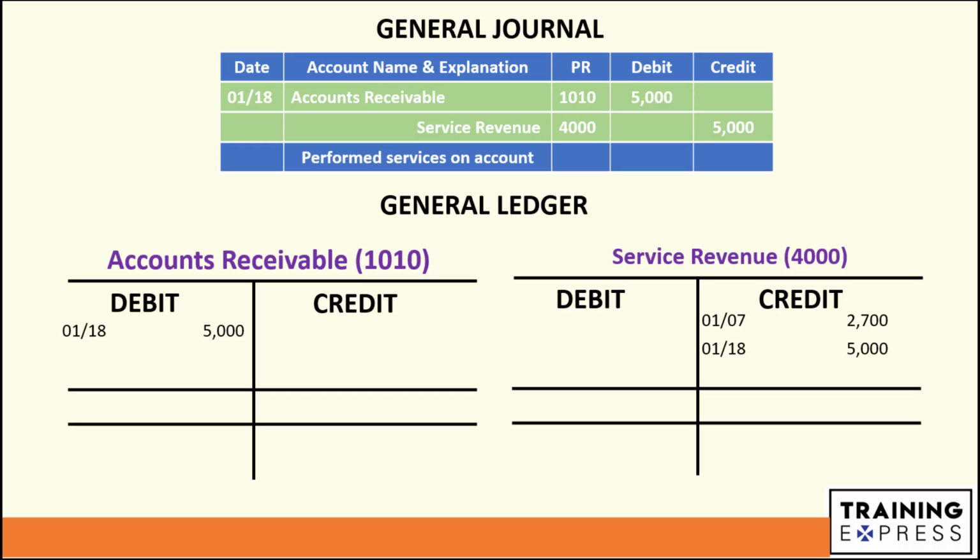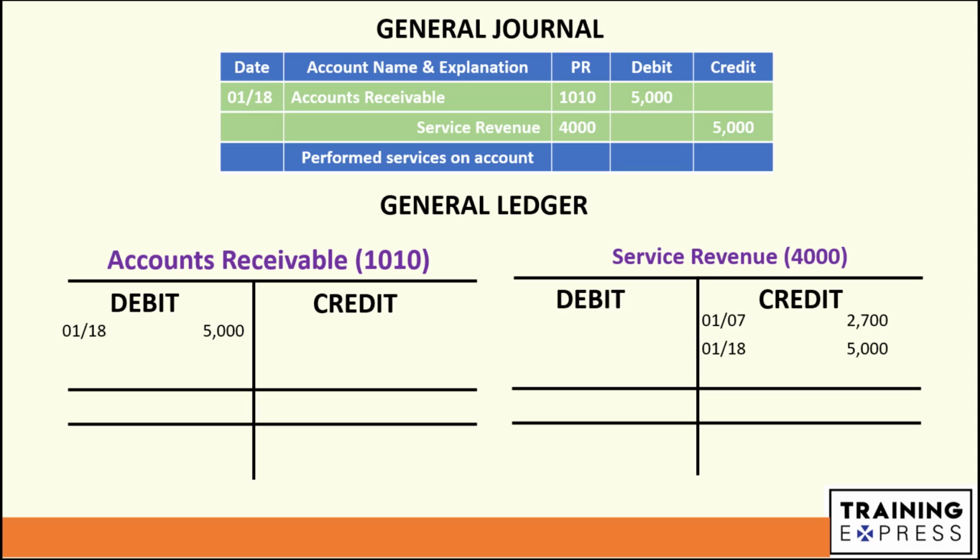Let's look at the posting process again. As you can see, accounts receivable is debit by $5,000, so we are writing $5,000 on the debit side of accounts receivable. Service revenue is credit by $5,000, so we are writing $5,000 on the credit side of service revenue. Let's check out the posting reference. You can see accounts receivable posting reference is 1010 and service revenue posting reference is 4000. Now this is the time to balance each of these ledgers.